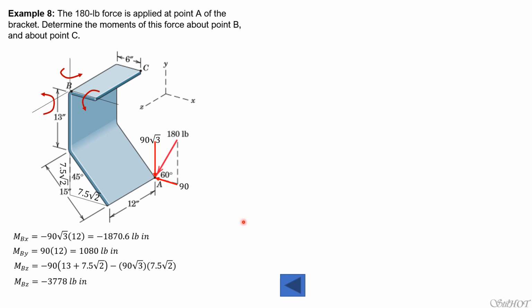3,778 pound-inches. Therefore, in vector form, the moment about B is negative 1,871 i, then positive 1,080 j, then negative 3,778 k pound-inches. So that would be the moment about point B in vector form.